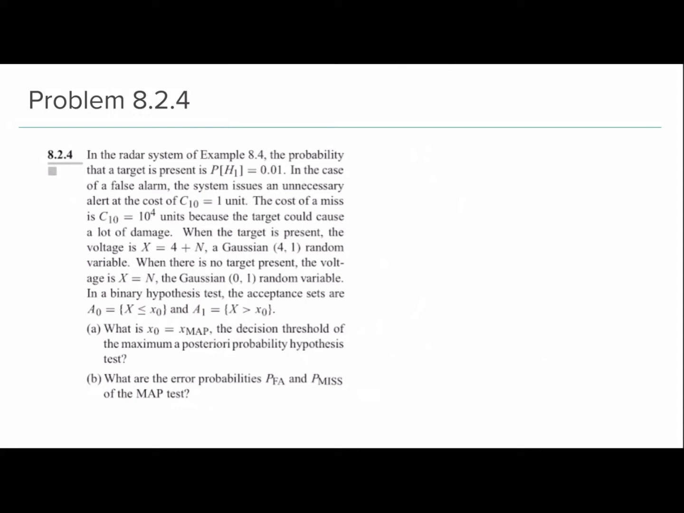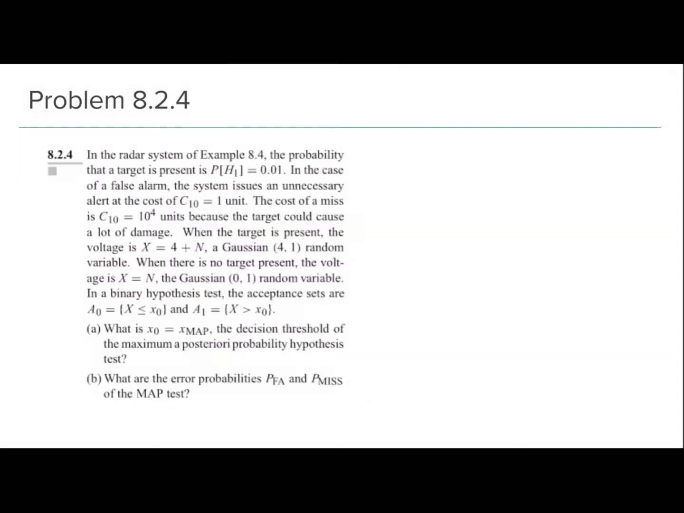So when the target is present, x is equal to 4 plus n, and when the target is not present, x is equal to n. a naught is the set where x is less than or equal to x naught, and a1 is the set where x is greater than x naught. We have to find x naught equal to x MAP, and the probability of false alarm and the probability of miss for the MAP test. If you observe, I don't think we have anything to do with the costs. That's just some additional information in the question, and I don't think we'll be using it.